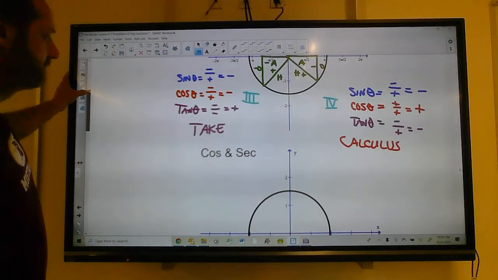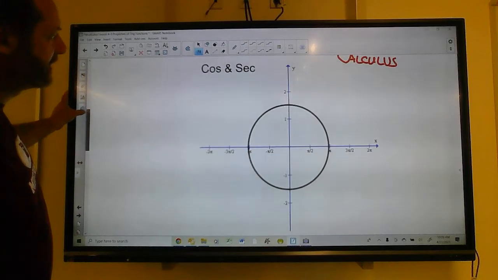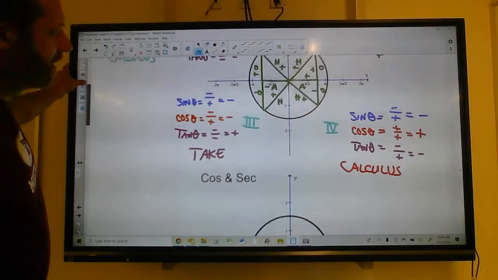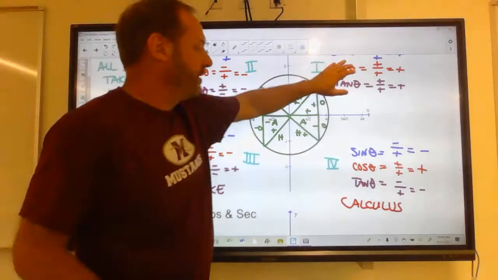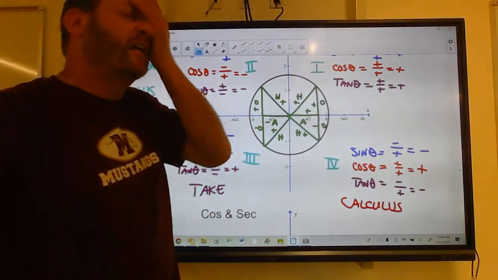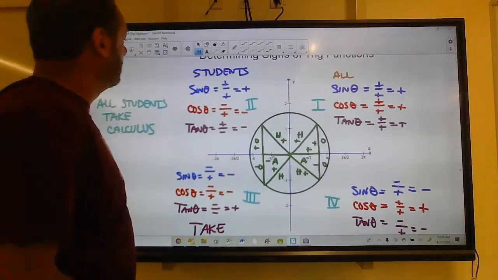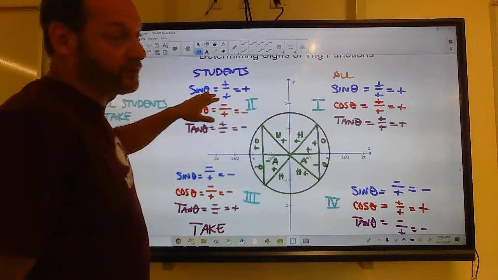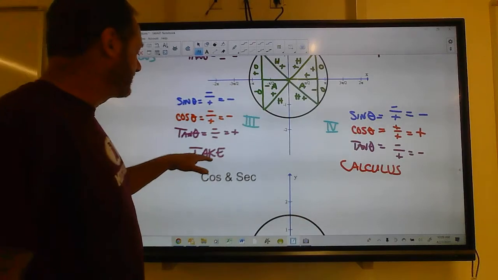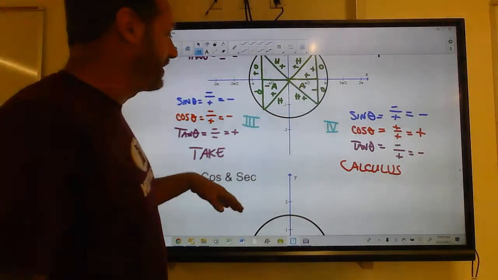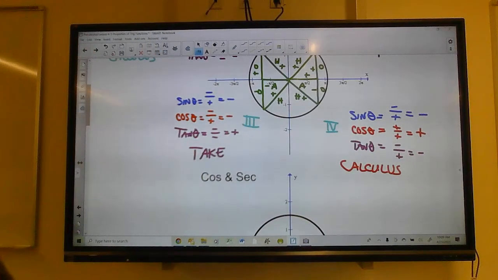I'm going to skip these parts here because here's the thing. For cosecant, secant, and cotangent, they're all going to be positive. Over here, since sine is positive, cosecant is going to be positive. Down here, since tangent is positive, cotangent is going to be positive. And over here, since cosine is positive, then secant is going to be positive.